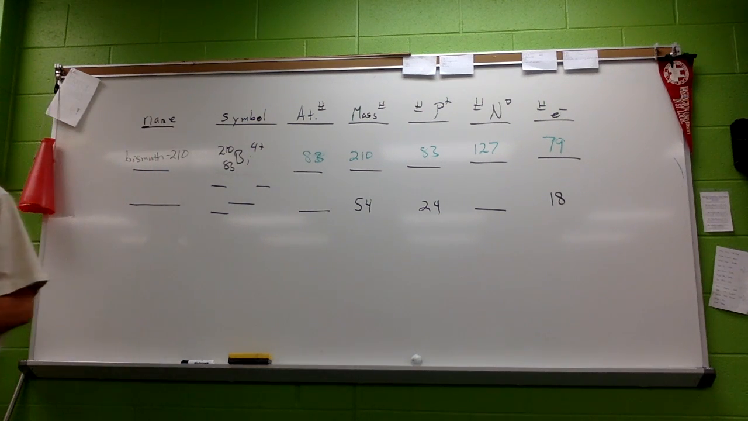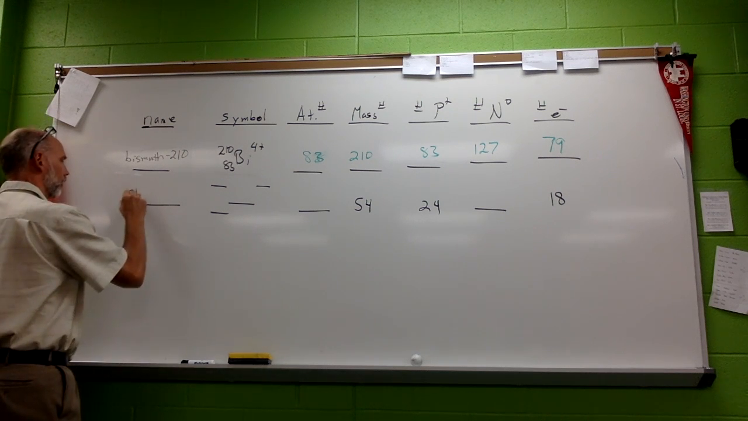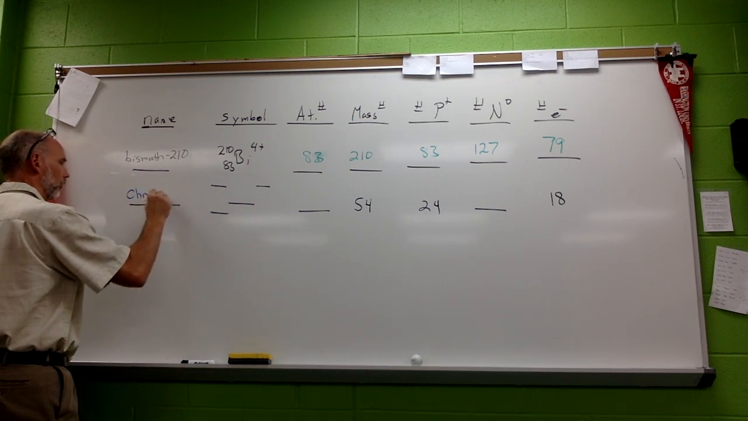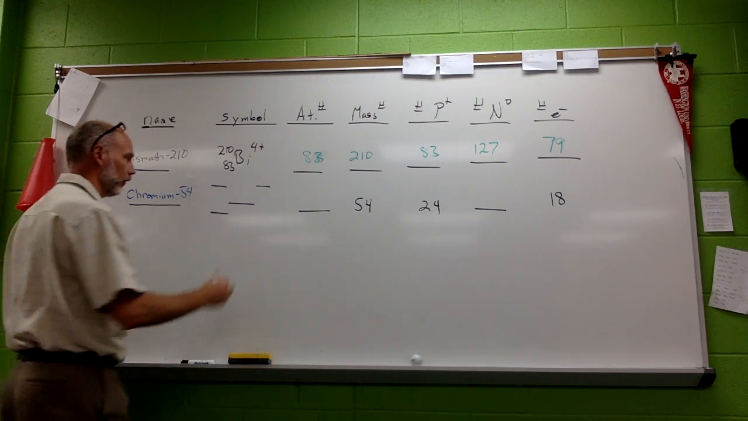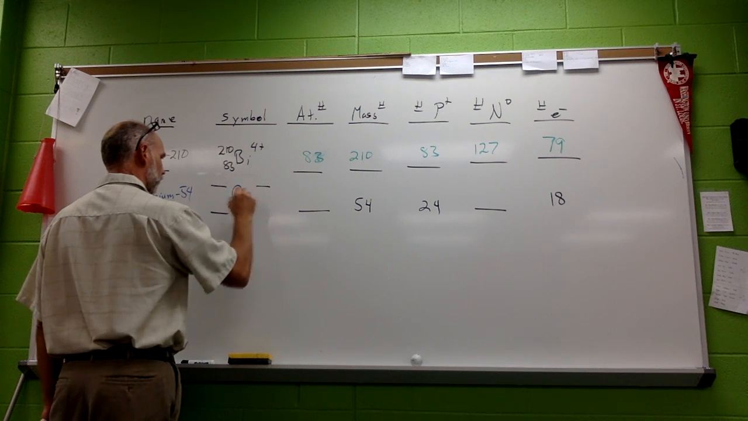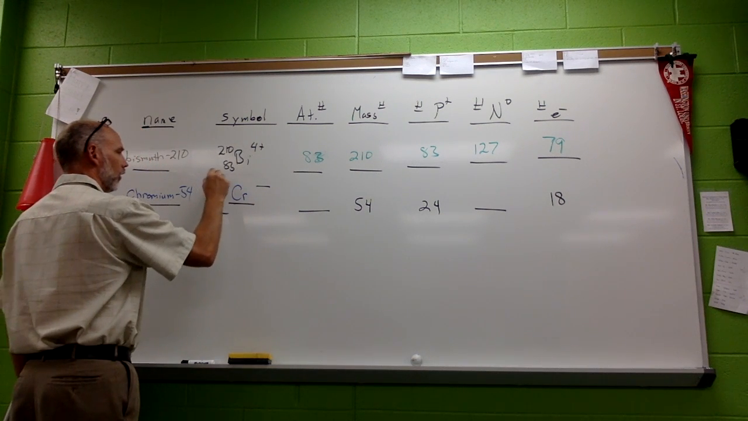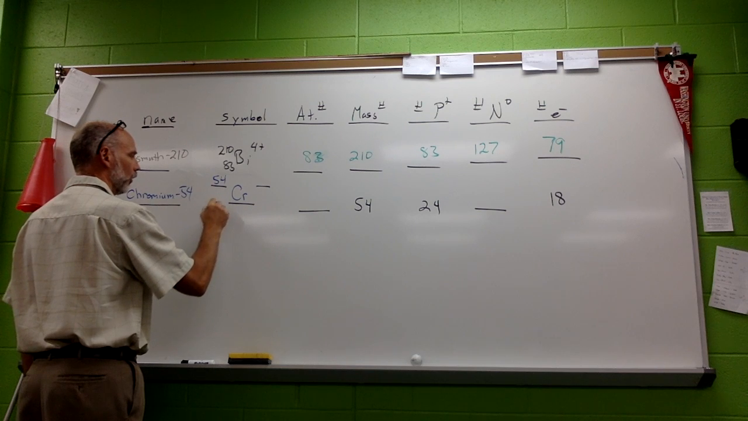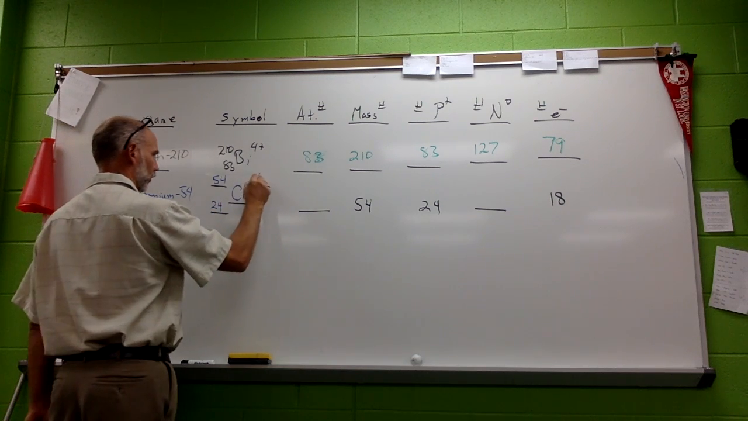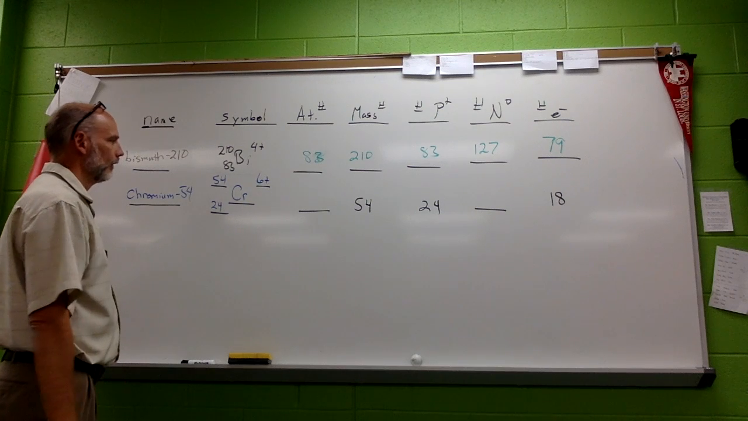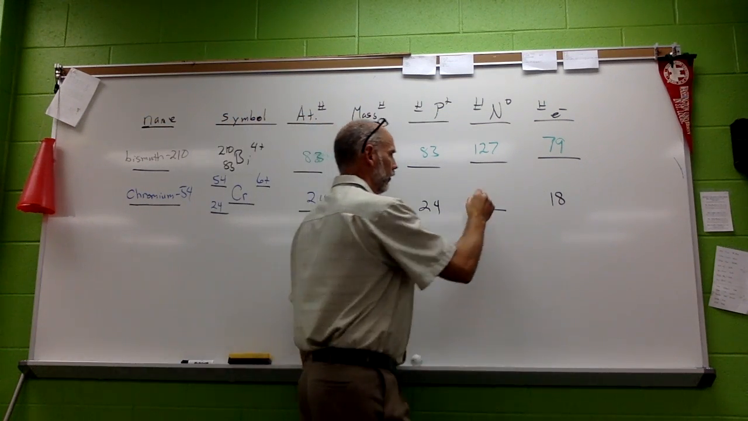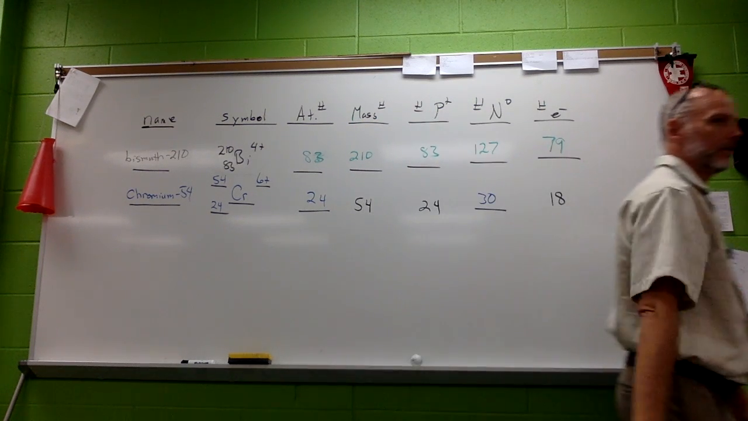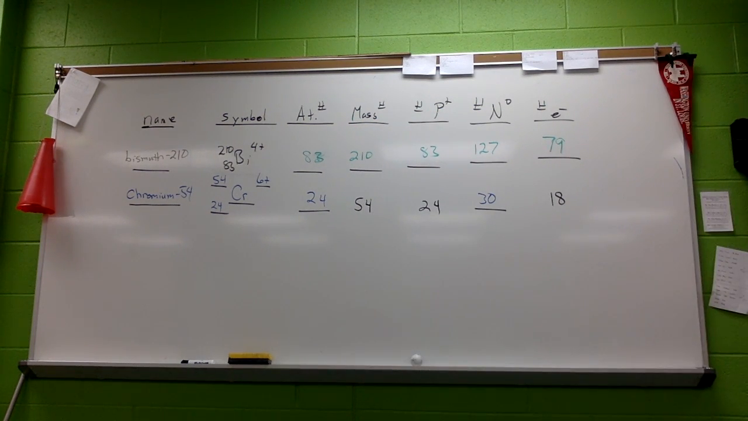So have we identified the element? Excellent. Chromium 54. And therefore its symbol is? It's Cr. Yeah. 54 on top. So 54 over 24. And then 6 plus. Ooh, look at you go. Nice. Atomic number? 24. Neutrons? 30. It doesn't get much harder than that.